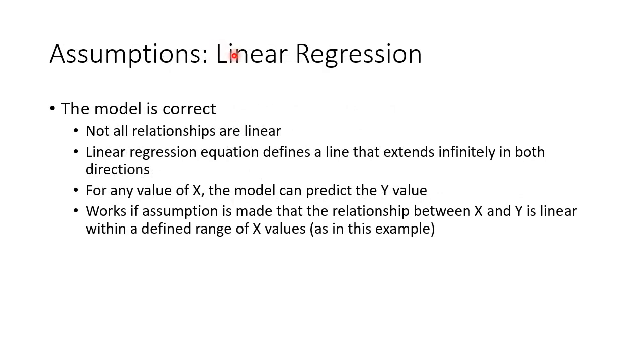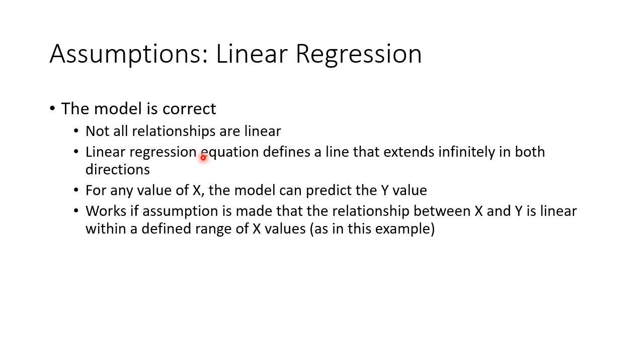All right. So again, our assumptions when we're making linear regressions is that the model is correct. Obviously not all relationships are going to be linear, and sometimes we have to fudge the numbers a little bit to try to make it more linear. Sometimes you'll take the log of a value, which will often take something that's more exponential in nature and make it more of a straight line. We'll look at some examples of that later on.